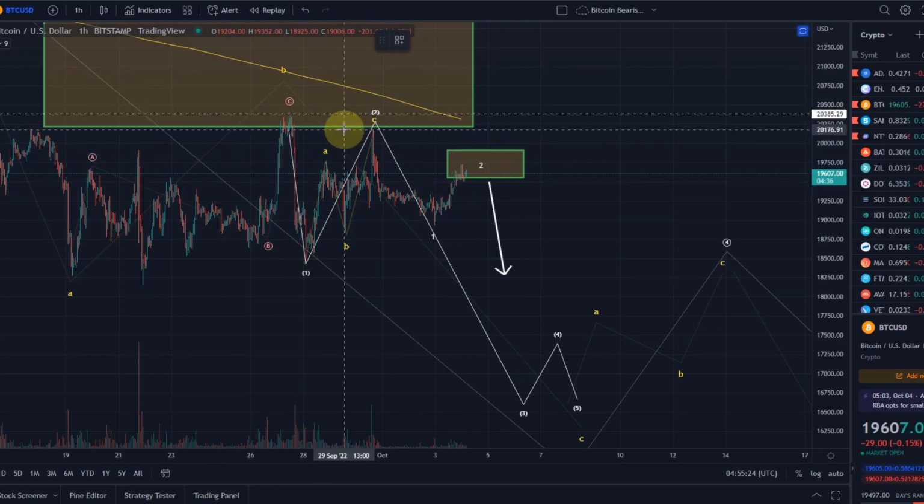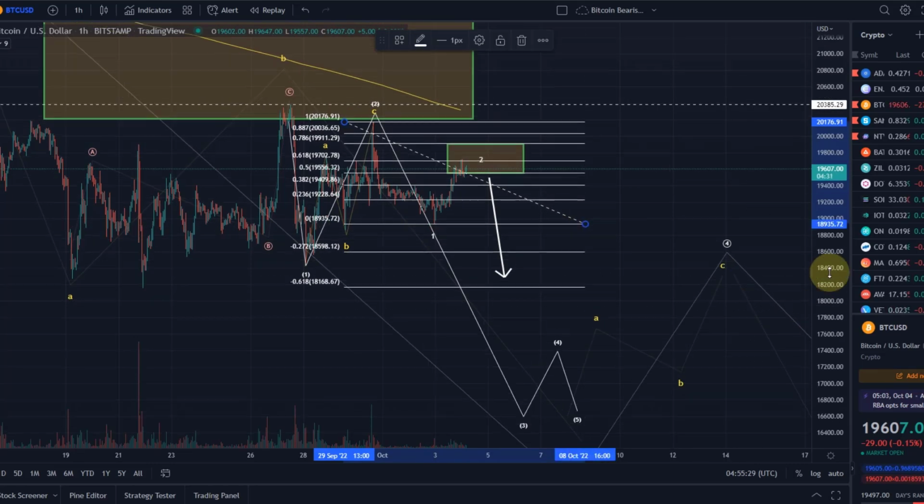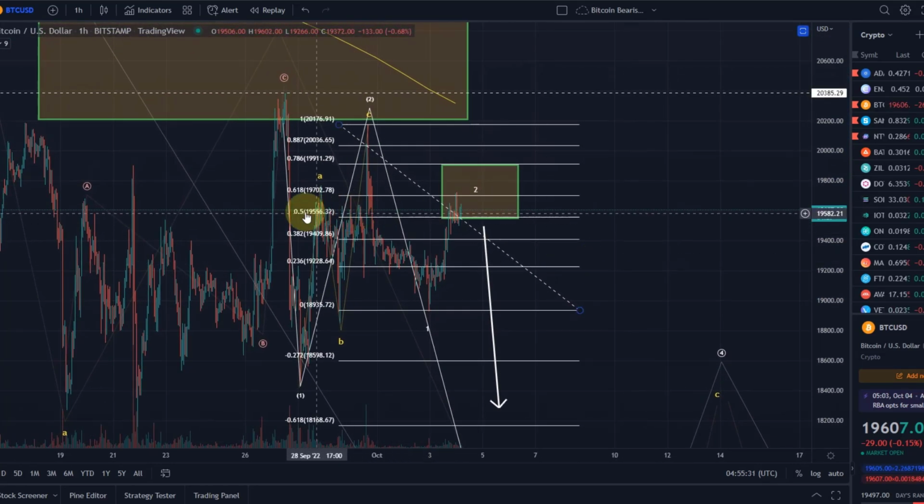The target range is based on Fibonacci levels, Fibonacci retracements. Here, the 50% Fib level at 19,556. That was obviously reached, and we have now reached the next resistance level, which I talked about in the previous video, 19,700. That is the 61.8% Fib level.